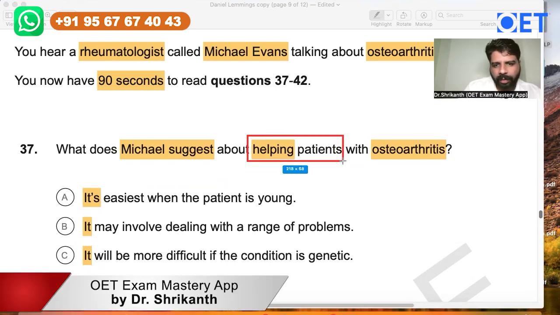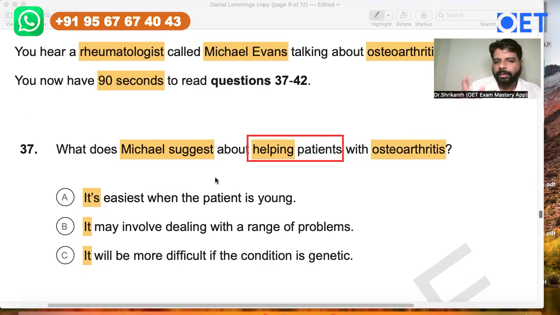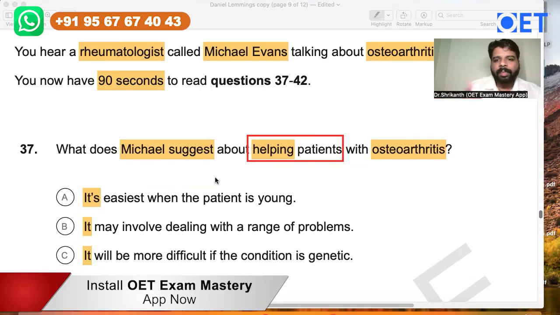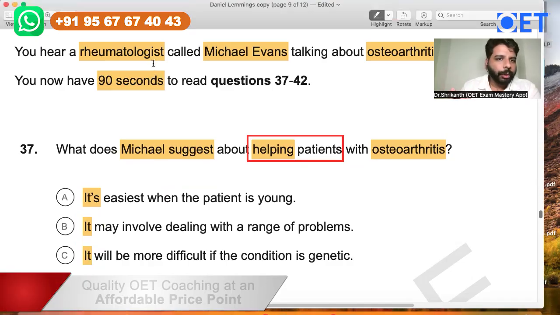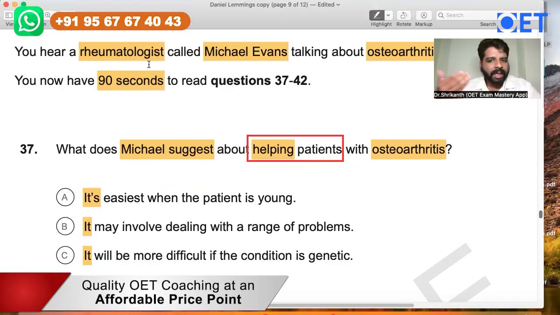Helping patients. No, not suggestion. It is helping patients. Because what is the question asking you? What's the theme of the question over here? About helping patients. So that means what? There are patients who have osteoarthritis. Patients are suffering from osteoarthritis. And what is the rheumatologist's duty? The duty of the rheumatologist is to help patients.